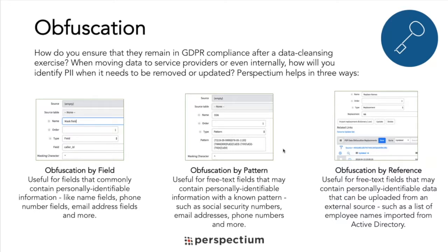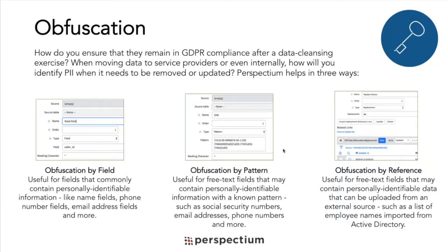First of all, we have obfuscation by field, where we have fields that obviously will contain this sort of information, like name fields or phone number fields, those kind of things. We can also do obfuscation by pattern, where we search for something like a social security number or an email address or a phone number, anything that falls into a well-defined pattern. We can search for that and find it even within a free text field.